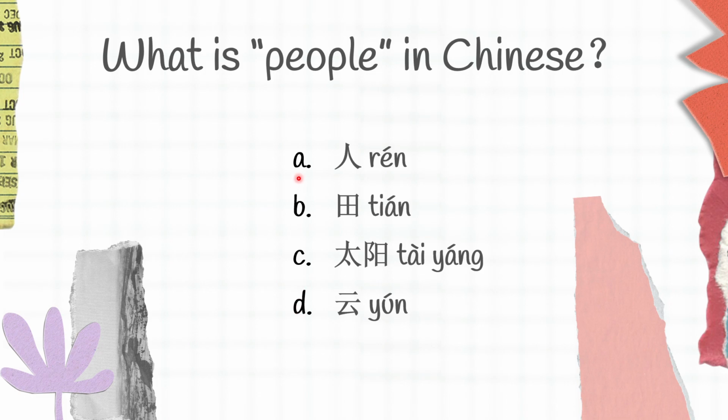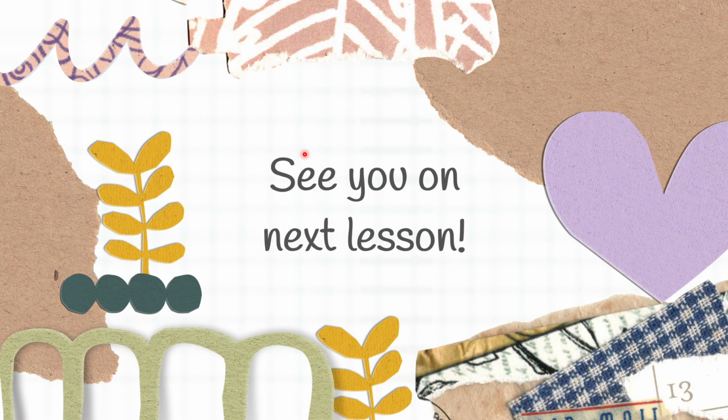I will explain it to you. 人 is people, 天 is field, 太阳 is sun, and 云 is cloud. So the right answer for this question is A. 人. So that's all for today's quiz.